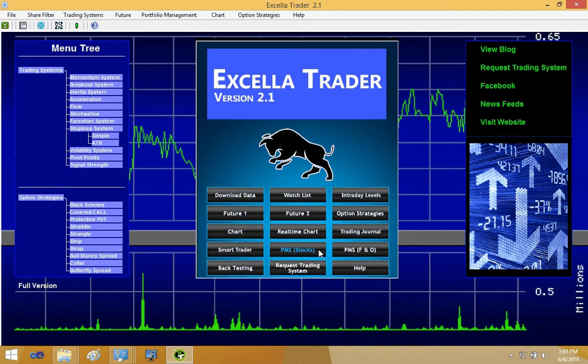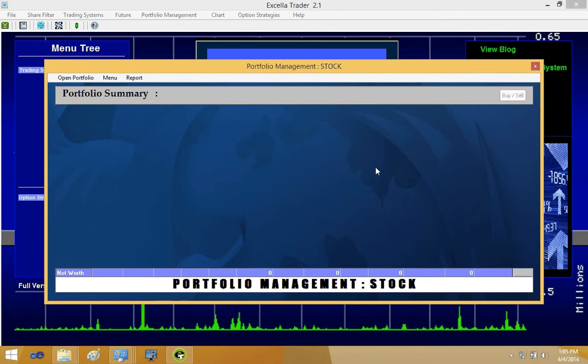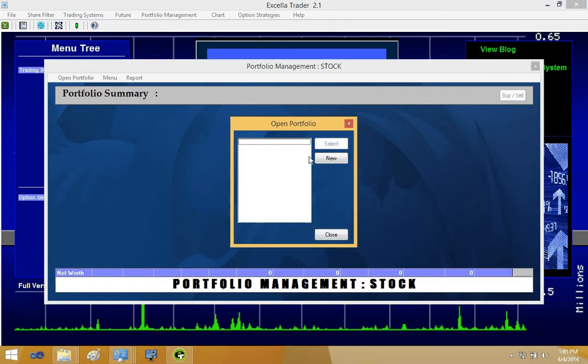PMS means the portfolio management section. Using this PMS window, a trader can record their shares. You can create a new portfolio, and edit and delete the portfolio shares and so on.